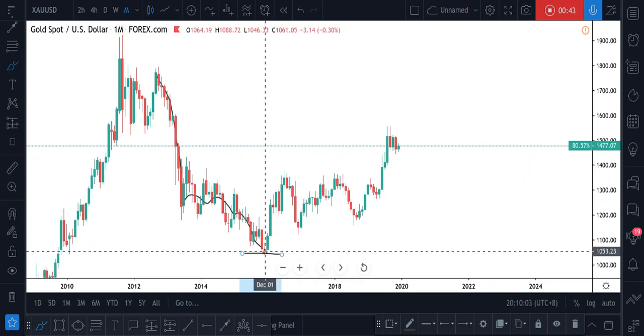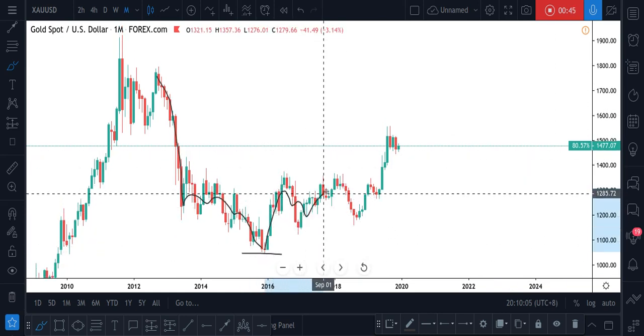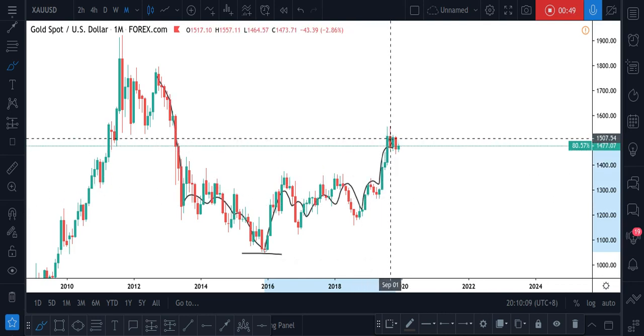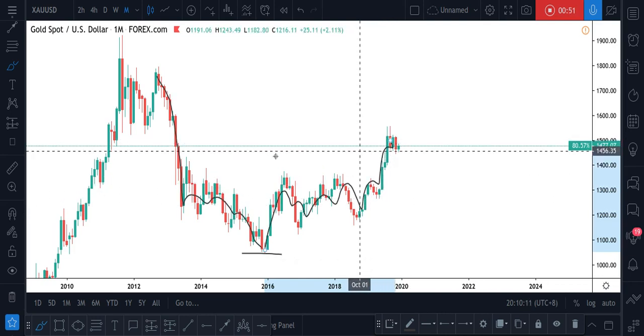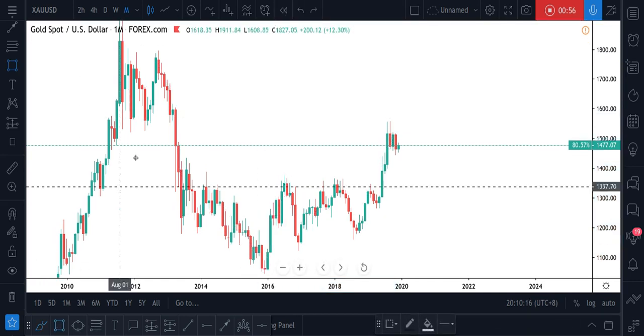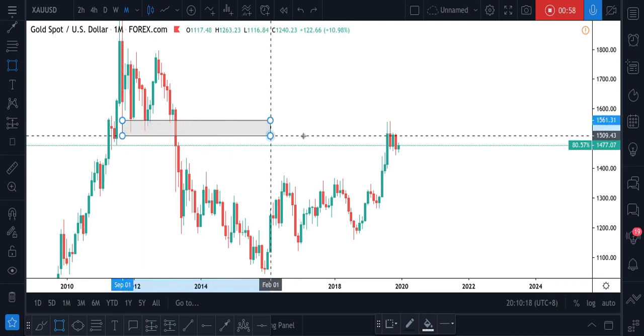Now, what we have over here, this movement going to the upside, is basically a retest of the last support broken, now turned resistance. So the last support broken and turned resistance would be in this area over here.